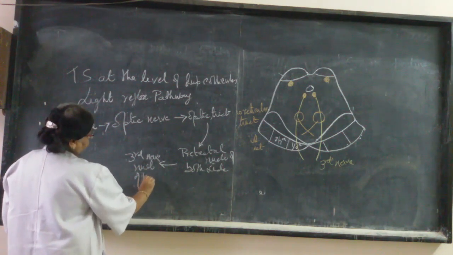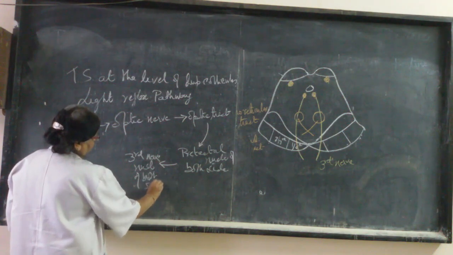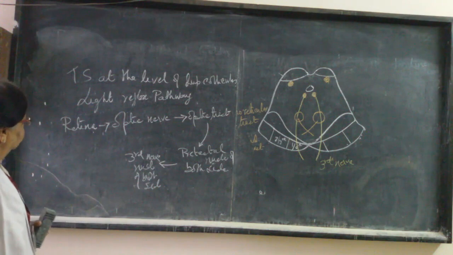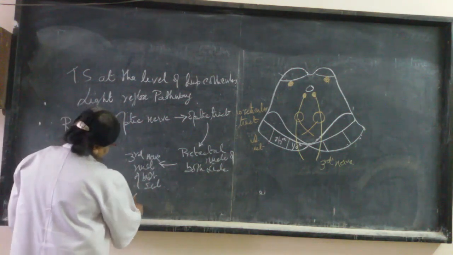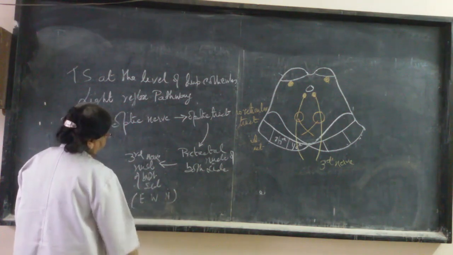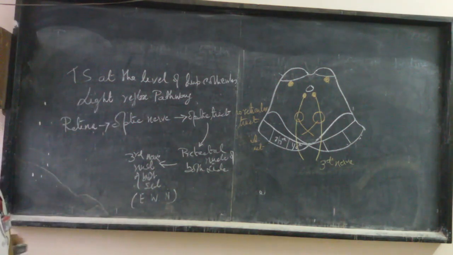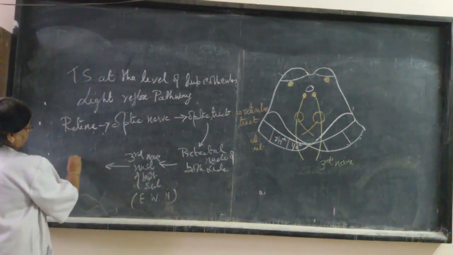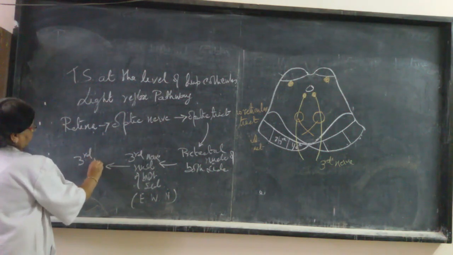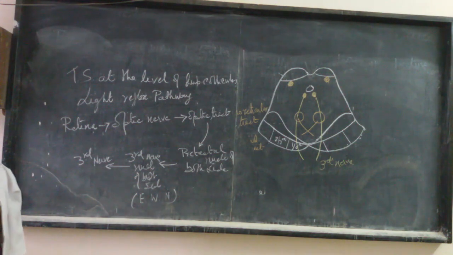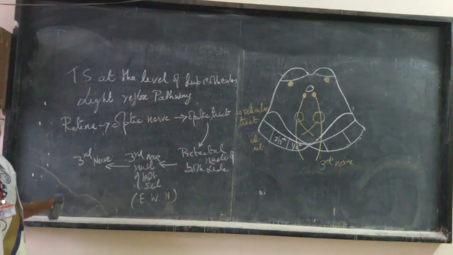Of both sides. And in this case, the nucleus is the Edinger-Westphal nucleus. Fibers emerge from the Edinger-Westphal nucleus and enter into the third nerve. Now the third nerve gives out a branch, the nerve to inferior oblique.